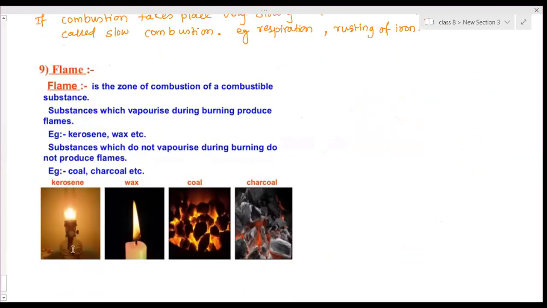In a kerosene stove also, whenever heat is provided, the kerosene gets converted into gaseous state, and that gas keeps burning. Even in case of wax, first it will melt and then it gets converted into gaseous state, and that gas burns to produce the flame. But in case of coal and charcoal, these substances could not get converted into gaseous state. They remain in the solid state, and therefore they do not produce flame. Is it clear?